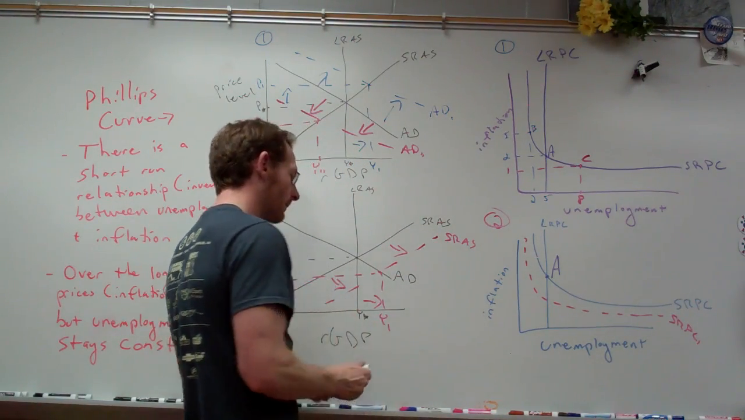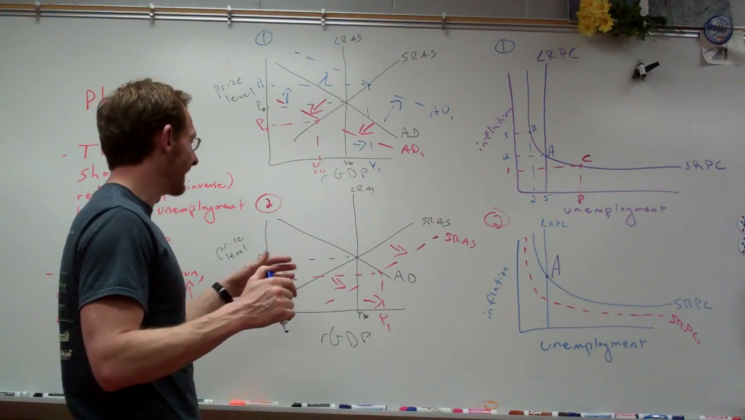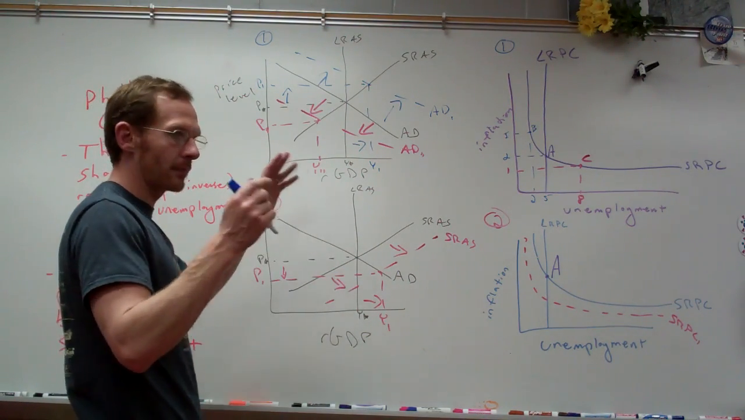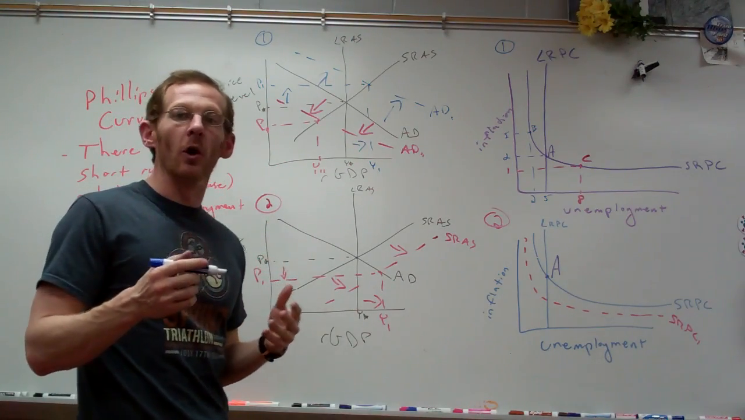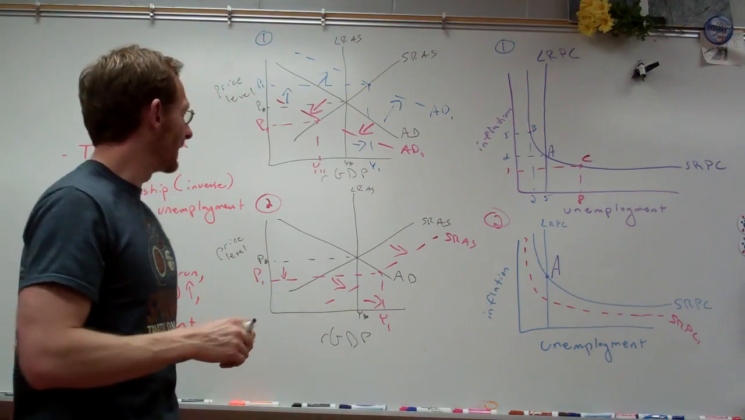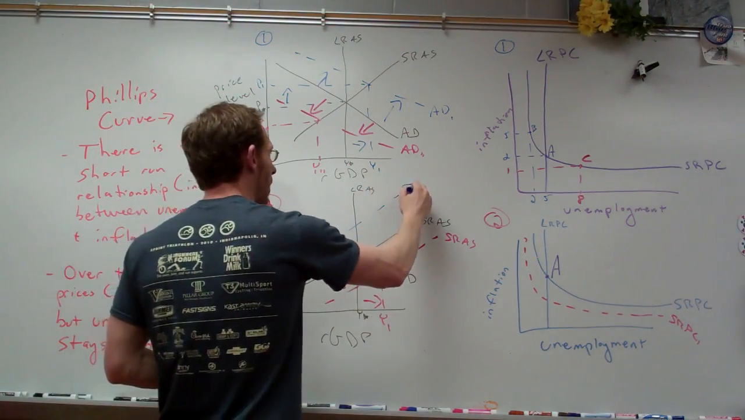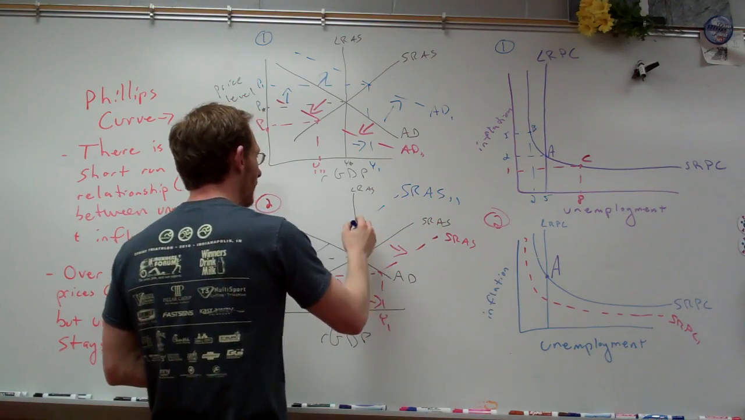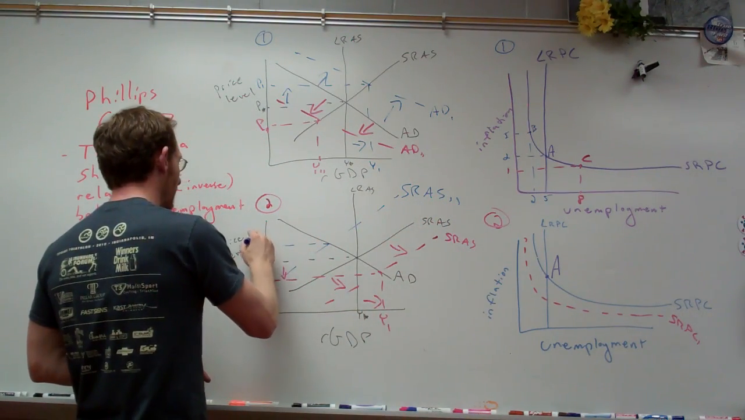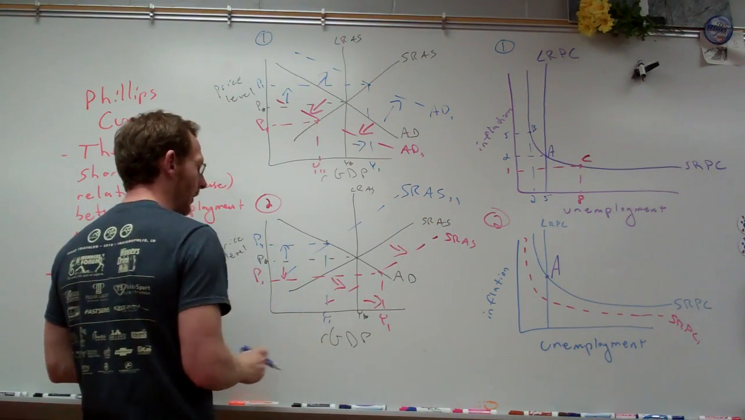Similarly, if there's a huge increase in oil costs, and so input costs jack up, that's going to change supply negatively, and will shift supply. We'll call it short run aggregate supply sub 2, and that will give us higher prices, right, and lower output.